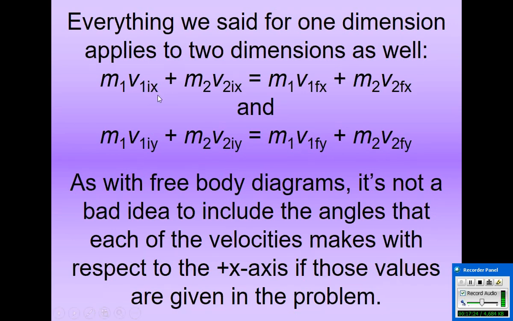M1 V1 initial x plus M2 V2 initial x equals M1 V1 final x plus M2 V2 final x. And at the risk of exhausting my vocal cords, M1 V1 initial y plus M2 V2 initial y equals M1 V1 final y plus M2 V2 final y. So a two-dimensional problem is basically like two one-dimensional problems. The only hassle might be having to break your information down into x and y components separately.